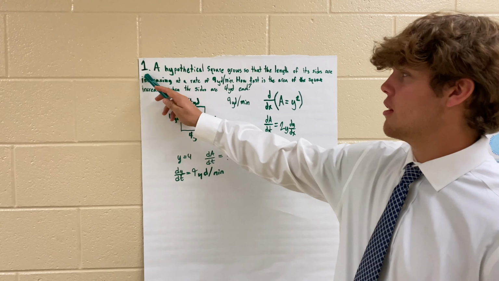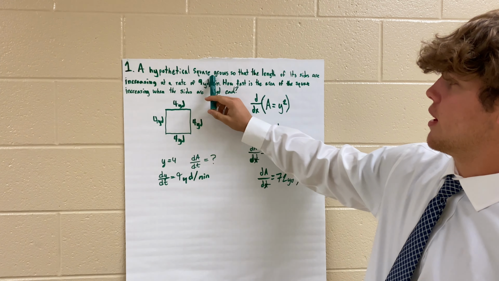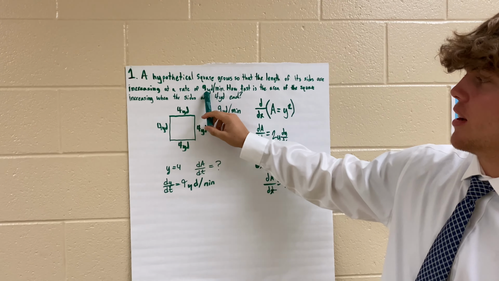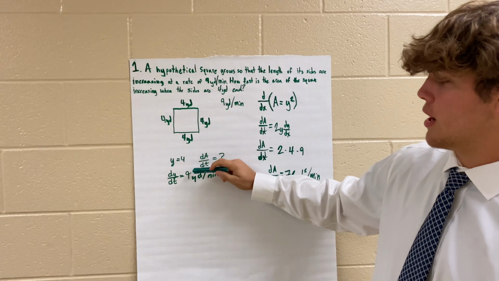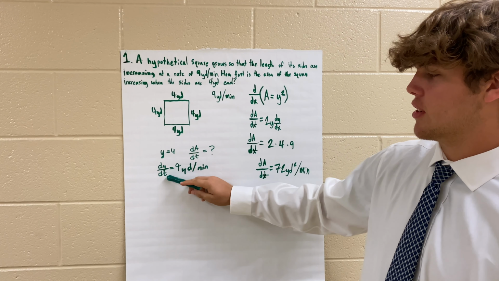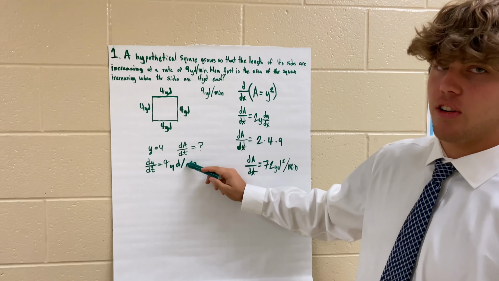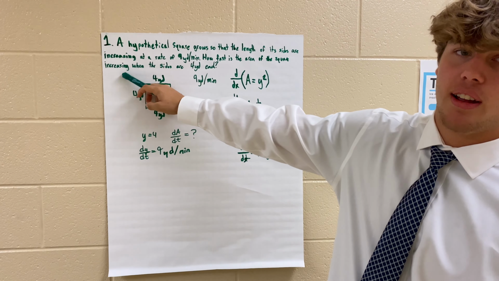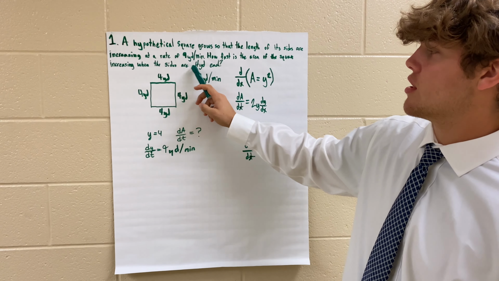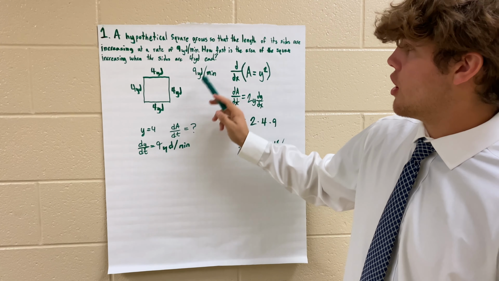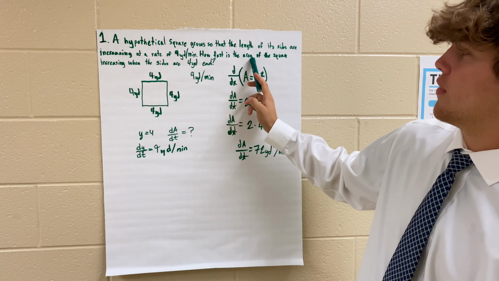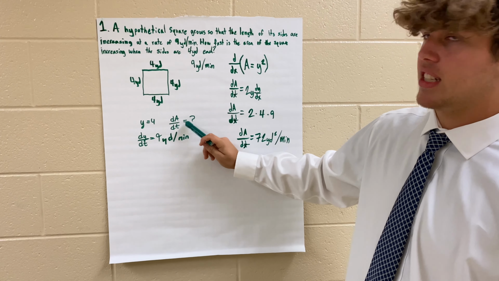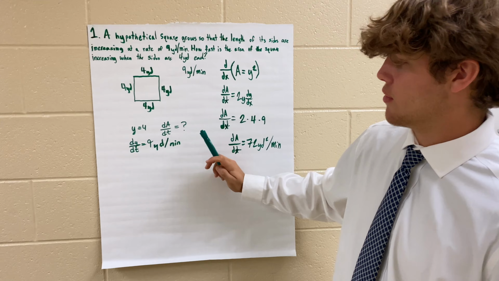So for number one, we're looking at a hypothetical square that grows so that the length of its sides are increasing at a rate of 9 yards per minute. So we can go ahead and bring that down and say that our dy over dt will be equal to 9 yards per minute. And then, how fast is the area of the square increasing when the sides are 4 yards each? So we know we're looking for how fast the area is increasing, so we can say that dA over dt is unknown, and that's what we're looking for.